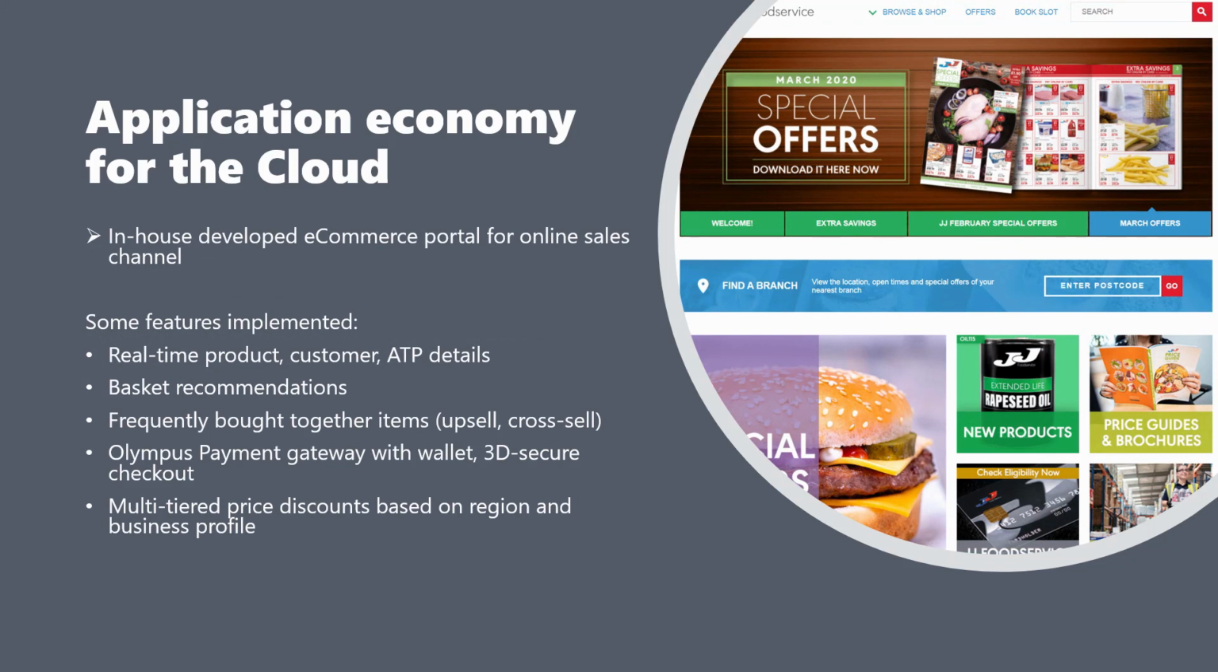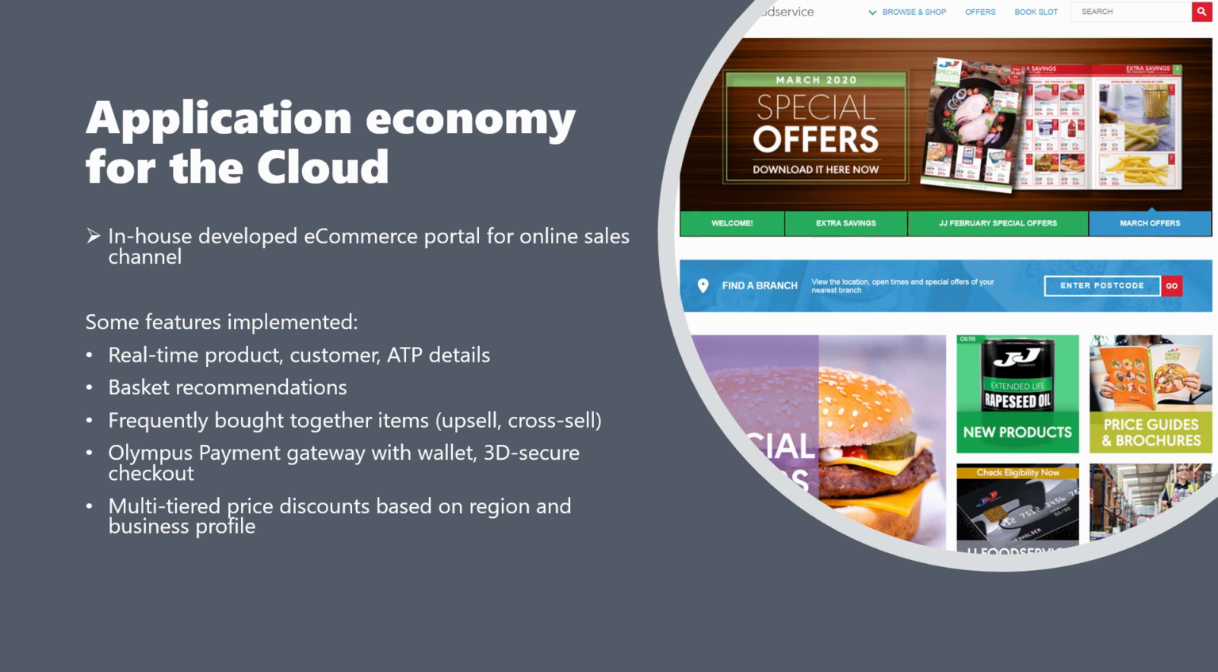One of the major pieces is our e-commerce portal. Now, more than 70% of the sales that we're conducting is going through online channels, be it a web application or a mobile application. Some of the features which we have implemented there is real-time product, customer, and available-to-promise detailed requests directly from AX 2012 whenever you click on the web page for the specific part. We're doing basket recommendations on what to buy. Frequently bought together items for upsell and cross-sell.